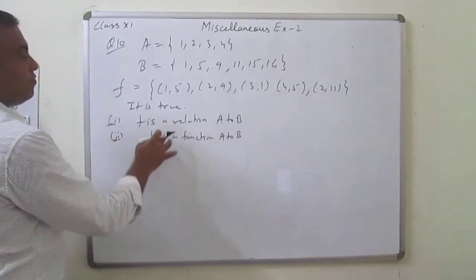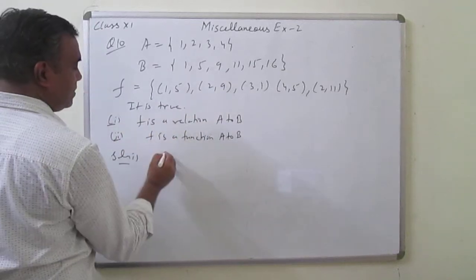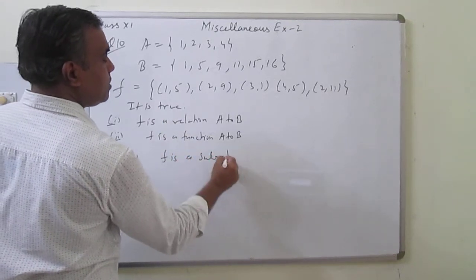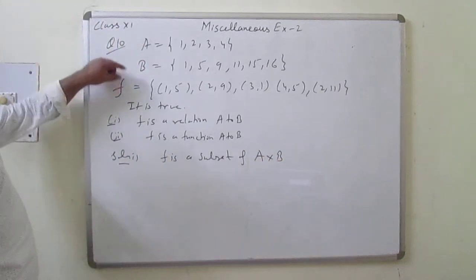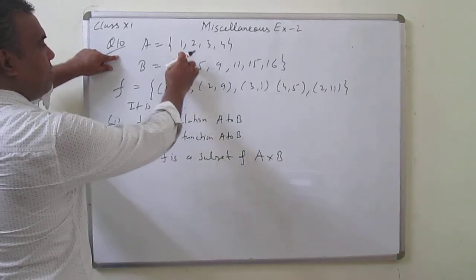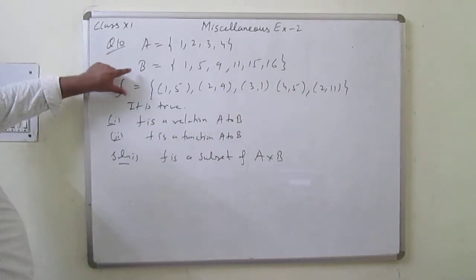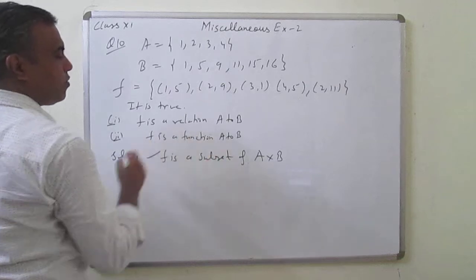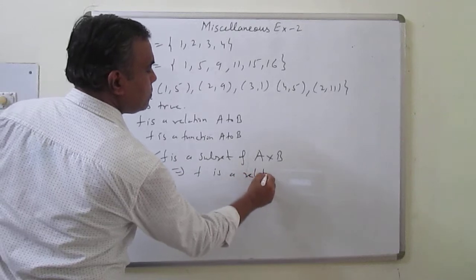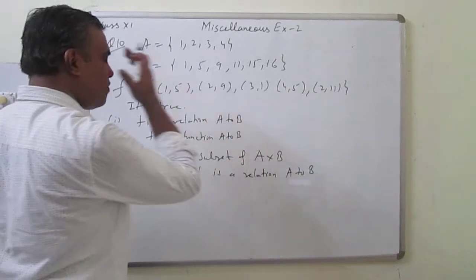Justify your answer. So for the relation, solution 1: F is a subset of A cross B, and a relation is a subset of A cross B. In A cross B, (1,5), (2,9), (3,1) and (4,5) are all elements, so F is a subset of A cross B. This implies F is a relation from A to B, because a relation is a subset of the cross product A cross B.